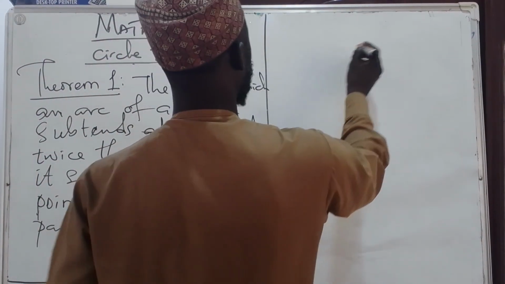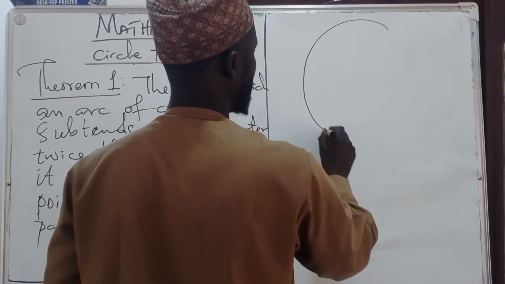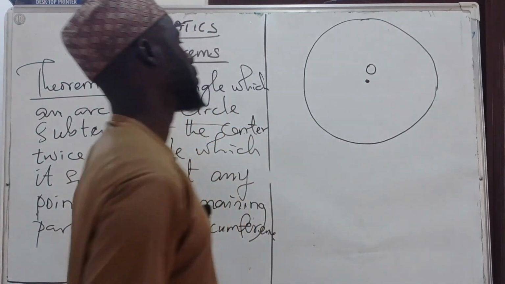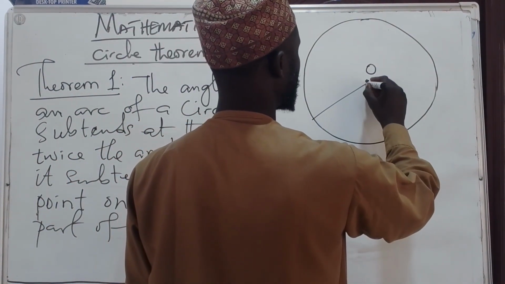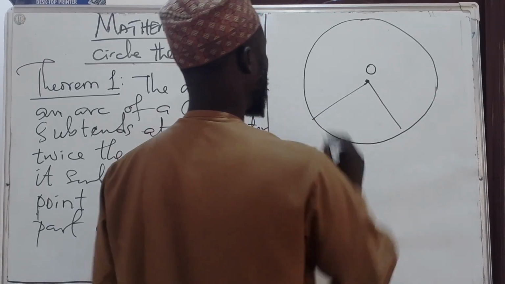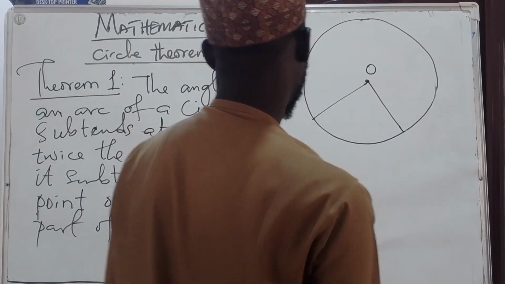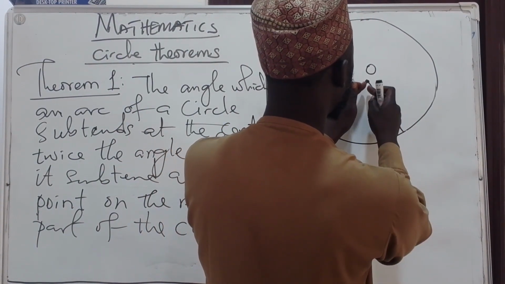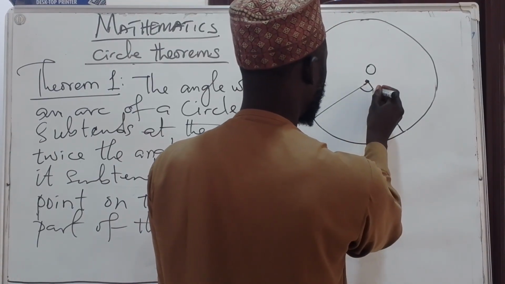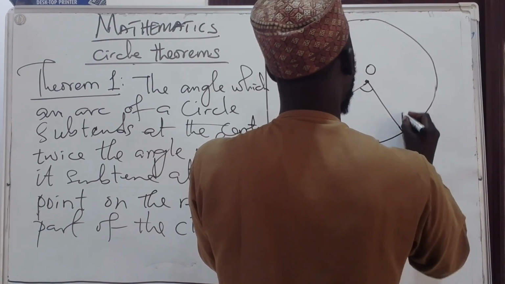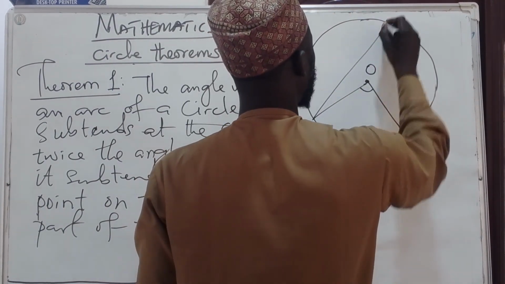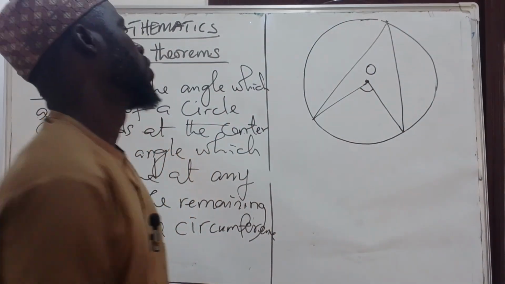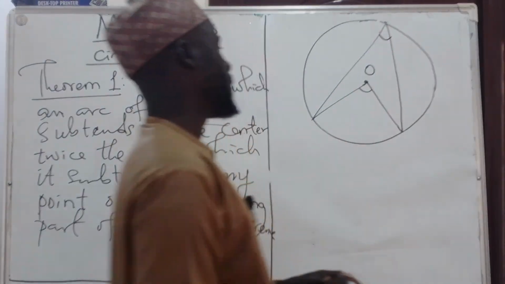So what this theorem is saying is that if you have a circle with center O and you have something like this, the angle subtended by an arc of a circle at the center, this arc subtends an angle here at the center, it will be twice that angle which it subtends at any point on the remaining part of the circumference, any point here. So this is what the theorem is saying.